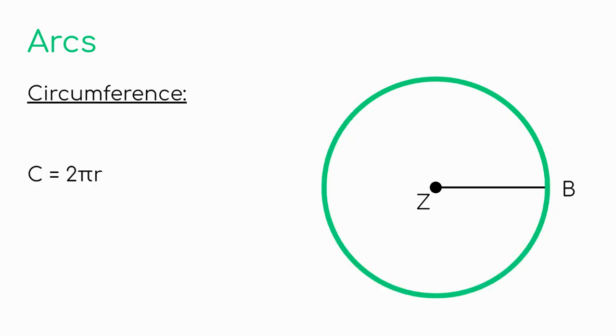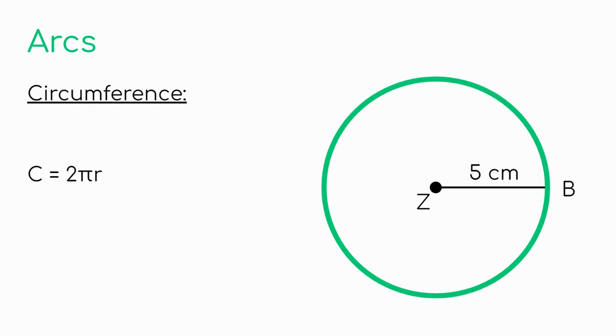If we wanted to measure all the way around a circle, for a lot of shapes we call that the perimeter. For circles, it has a special name called the circumference. The formula for circumference is C, which stands for circumference, equals 2 times pi times r. So it's 2 times pi times the radius of our circle. We'll remember that radiuses go from the center out to a point on the circle. So ZB would be our radius.